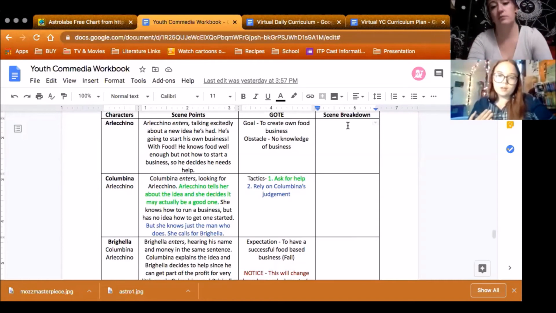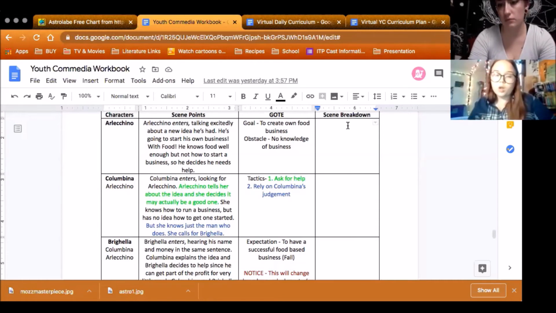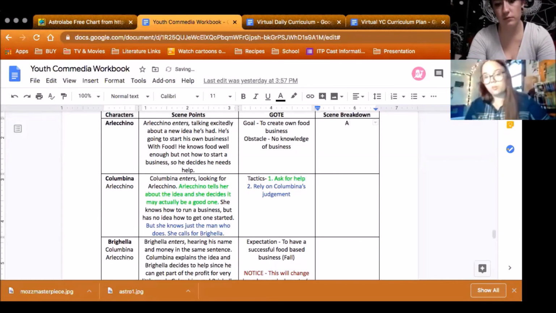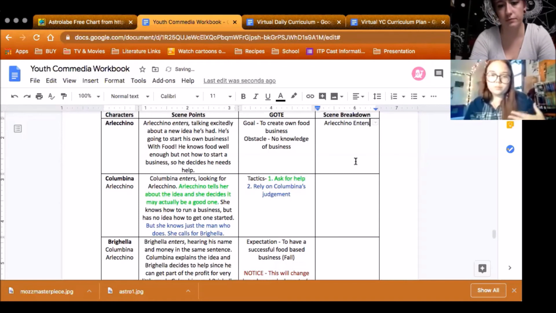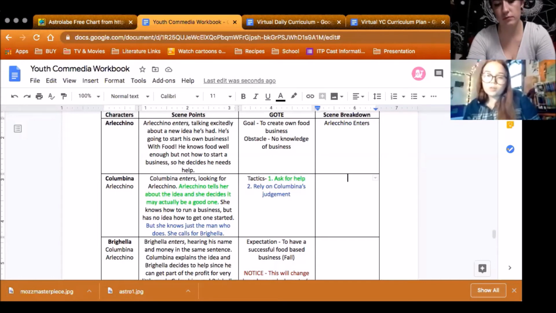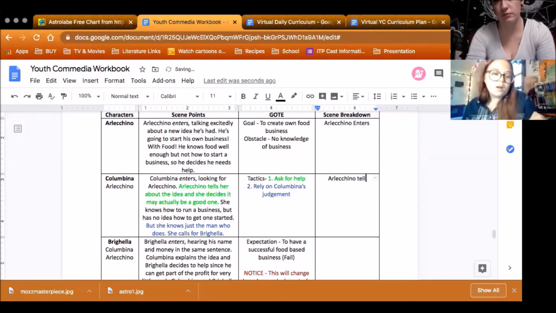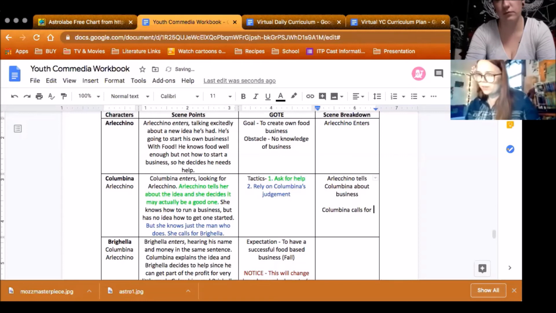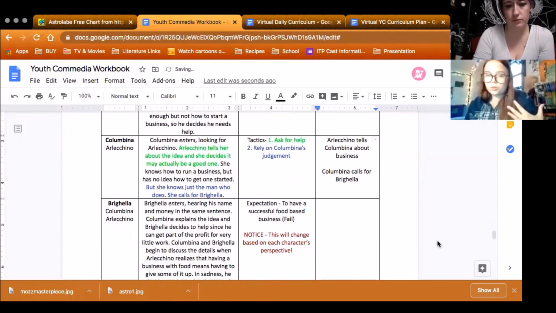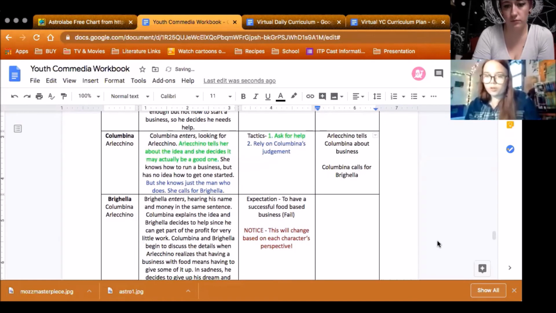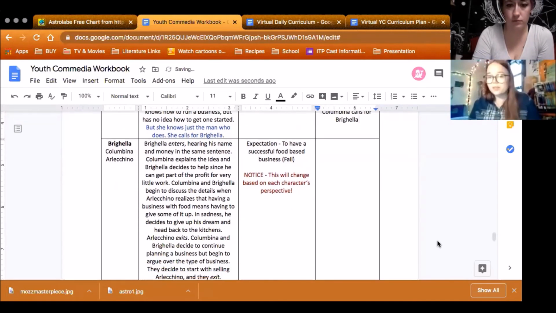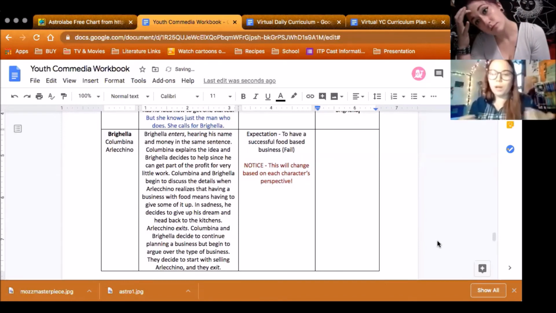So like in the first scene, in Arlecchino's scene, when he enters, that's where the beat is, because that's when something changes. In the next one, when Columbina enters, when Arlecchino decides to tell her about the business, something changes. And then when Columbina decides to call for Brigella, something changes. Because what would have happened instead if Columbina had just decided to do the business with Arlecchino herself? That would have been a completely different business and a completely different scenario. We have that scenario, like probably written down somewhere.